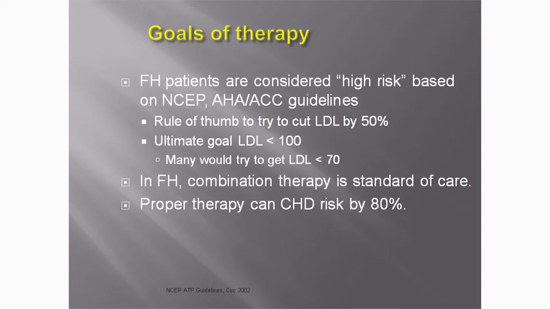We should know that standard risk stratification tools, such as Framingham risk scoring, are really inappropriate in the FH patient. They are already at the highest risk. So there's no need to do a Framingham risk score on these people. Goals of therapy. Pretty much we want to lower their LDL by at least 50%. The ultimate goal, of course, is an LDL cholesterol under 100. Many of us would like to get the LDL cholesterol under 70.